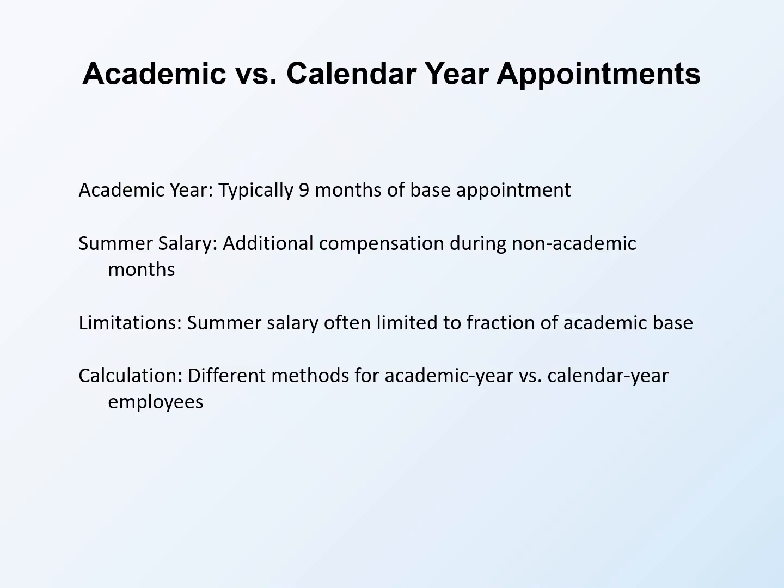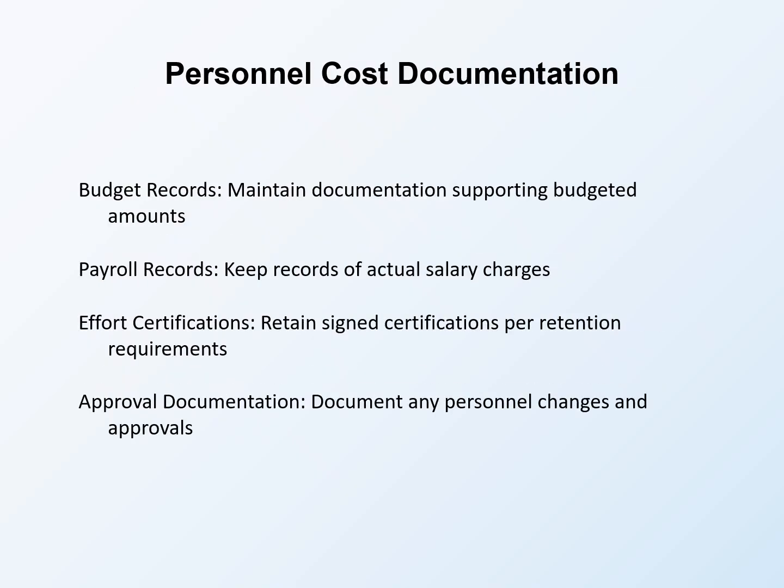Calculation methods differ for academic year versus calendar year employees. For calendar year employees, the calculation is straightforward: annual salary times percent effort. For academic year employees, you must account for the 9-month base separately from any summer salary, potentially using different calculation methods for each component. Proper documentation protects your organization during audits and demonstrates compliance with personnel cost requirements.